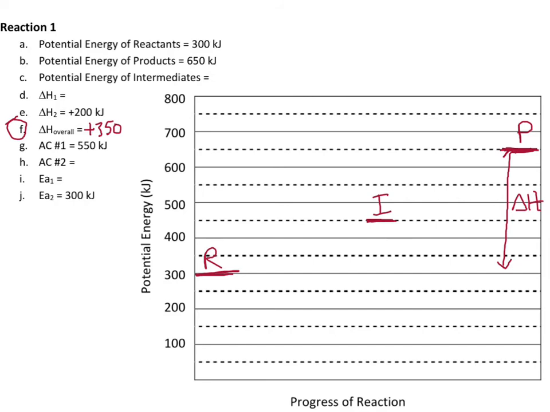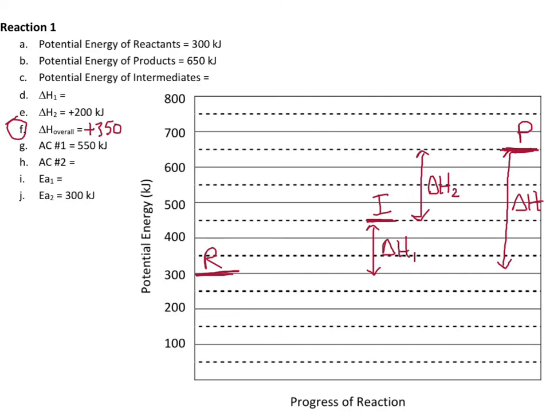Just to see why, again, the difference from those intermediates to those final products is delta H for step 2. And so since it was positive 200, we know that the intermediates had to be lower energy than the final products because there was an increase in energy between them. We can now say what delta H1 was. It's the difference from the reactants to the intermediates.